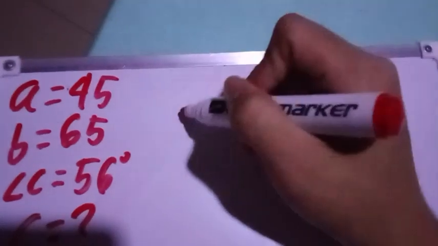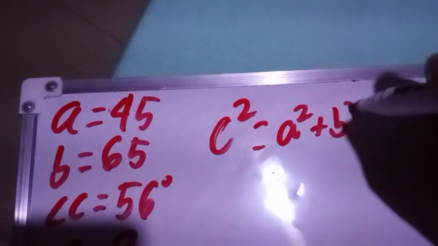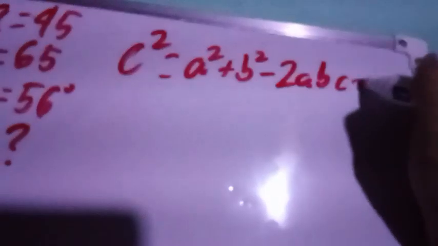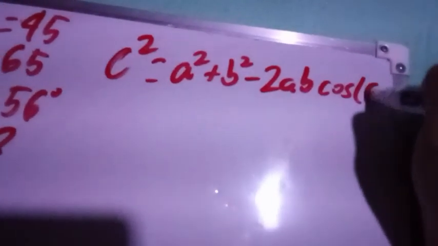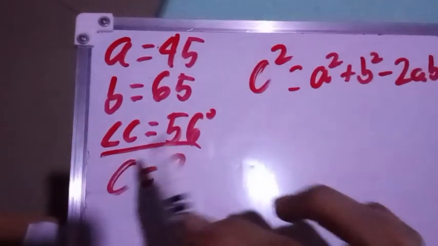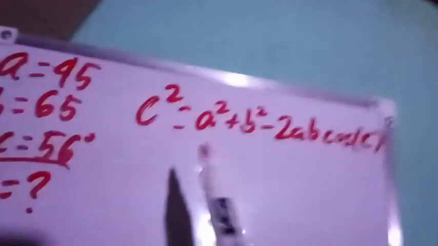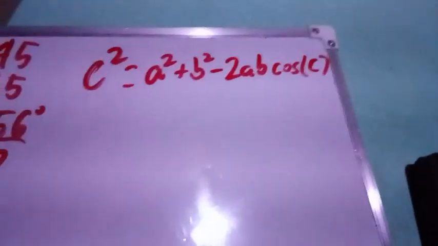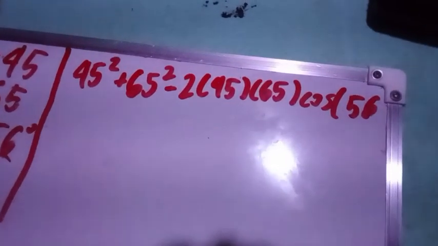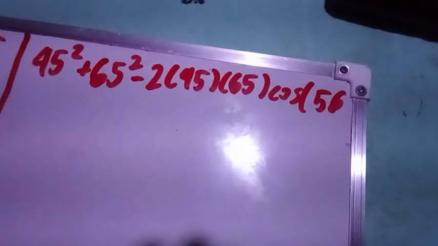So our formula is gonna be C squared equals A squared plus B squared minus 2AB cosine of C, aka this. Our cosine of C is this. So now we're gonna change the letters into the numbers, and I'll get back to you when I'm done. Okay, so now we got 45 squared plus 65 squared minus 2 times 45 times 65 cosine of 56.